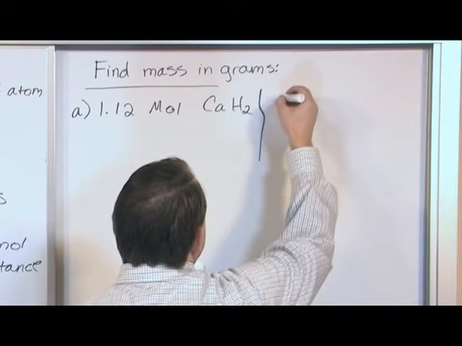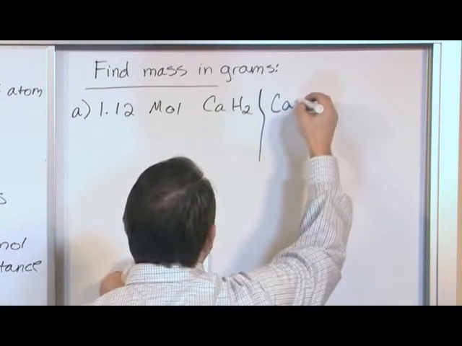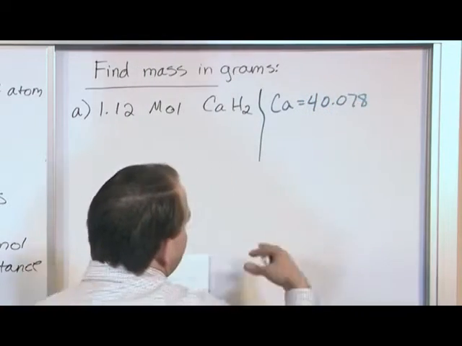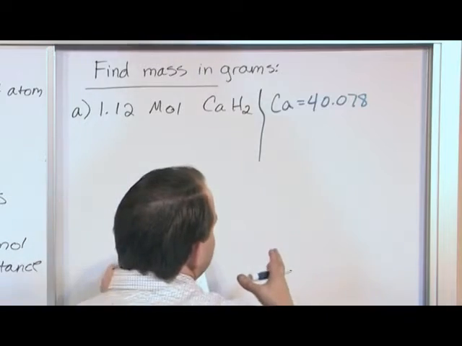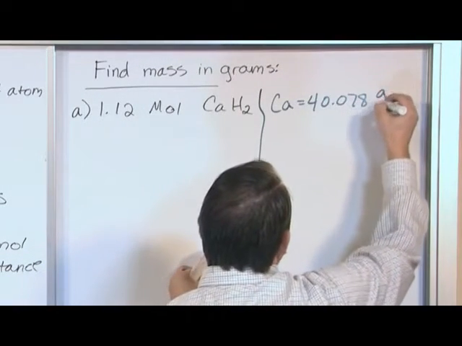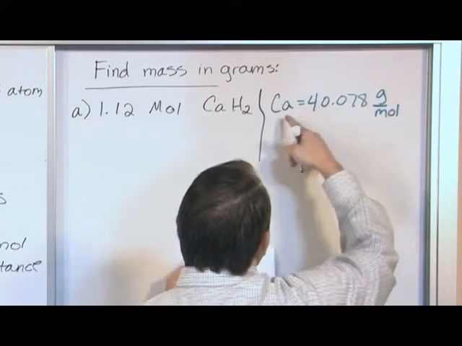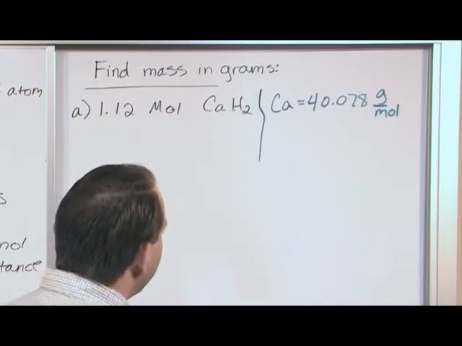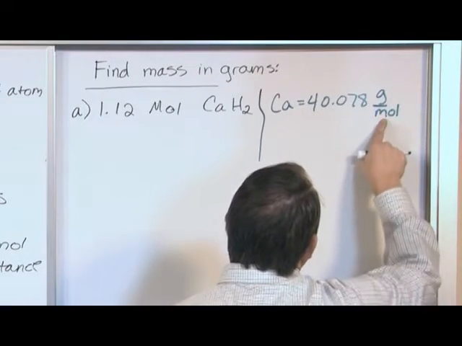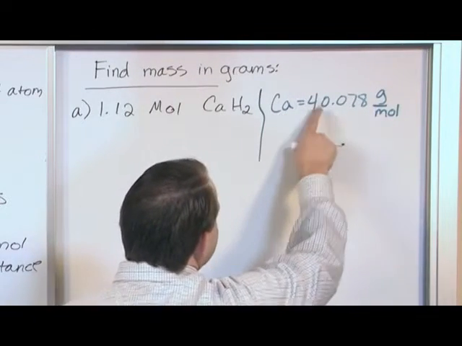So if you look on the periodic table, calcium is 40.078. Now, we can talk about AMUs, but we're starting to transition out of AMUs. Really, when you look at this in terms of molar mass, it's grams per mole. You can also think about it in AMU, but that's not going to be helpful for this problem. Calcium is 40.078 grams for every mole of calcium. That's what that is. This is a conversion factor.